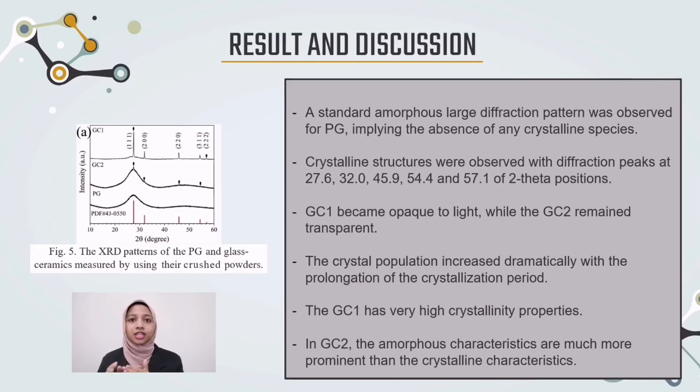The crystal population increased dramatically with the prolongation of the crystallization period. Moreover, it can be seen in the XRD diffraction patterns that the GC1 has very high crystallinity, suggesting that the degree of crystallinity in this sample is high. Although in GC2, the amorphous characteristics are much more prominent than the crystalline characteristics, suggesting that the degree of crystallinity for GC2 is very low.